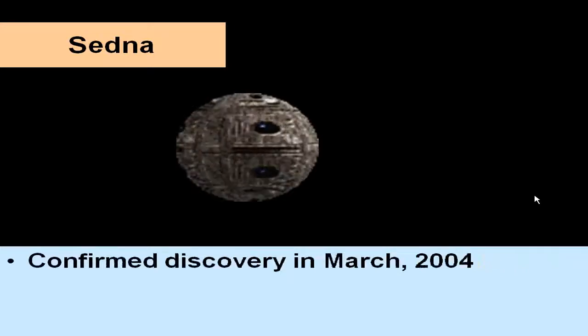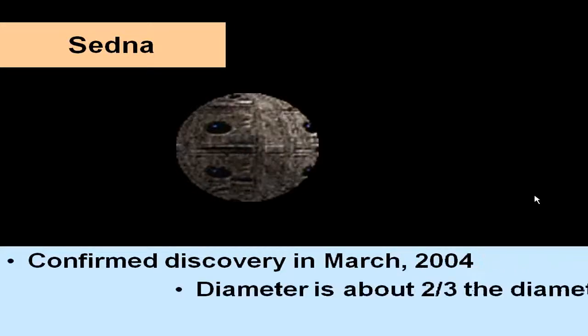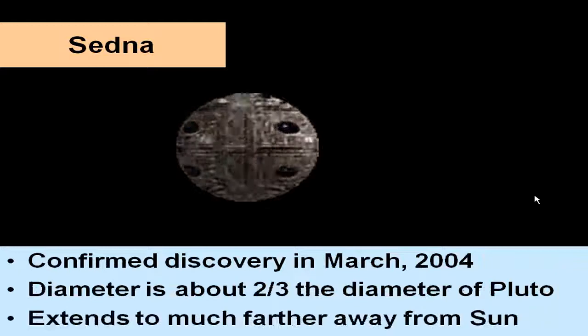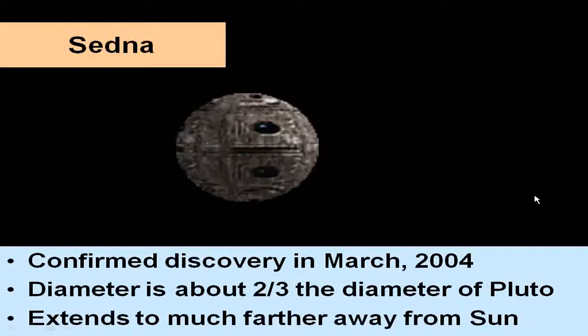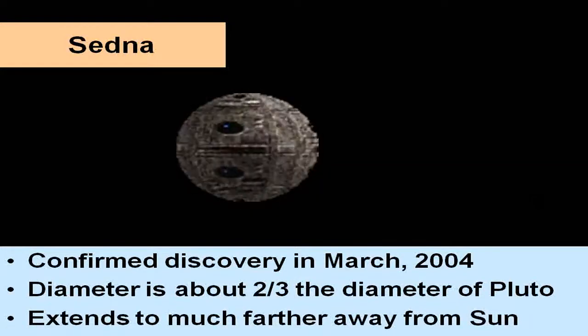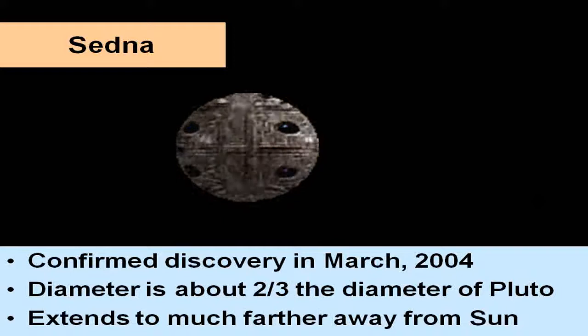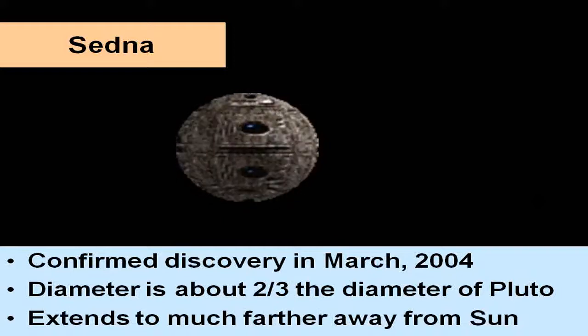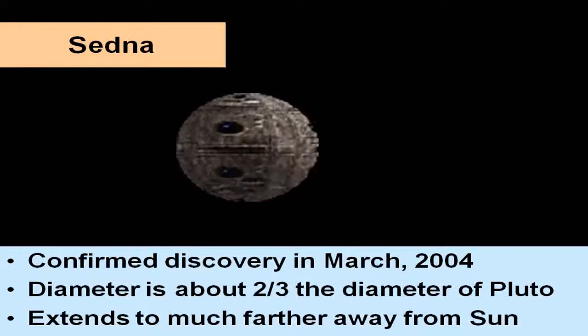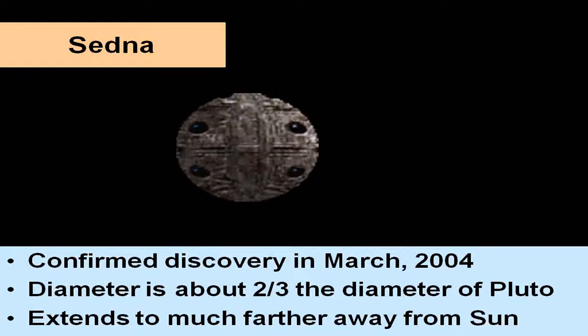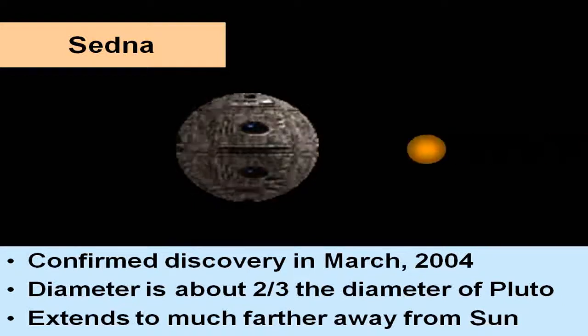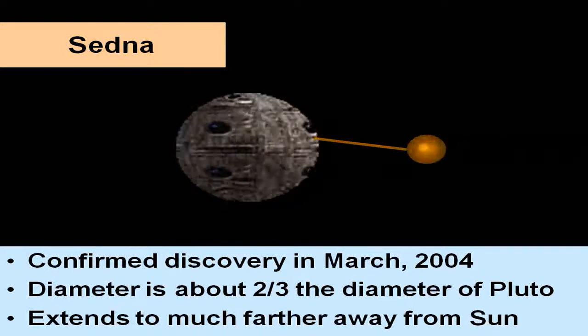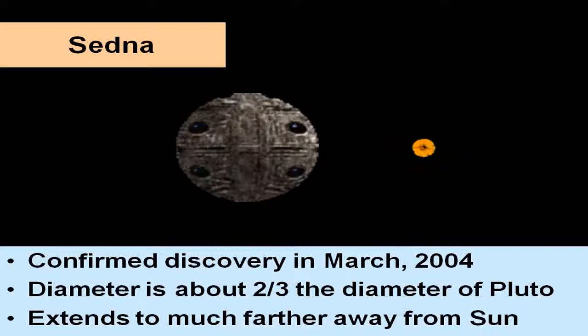Had a confirmed discovery in March 2004. Diameter is 2/3 the diameter of Pluto. It extends to much further away from the Sun than Pluto. So it's only seen for a couple of years in its orbit. It might have a moon, but being the Death Star, probably disintegrate that moon very quickly.